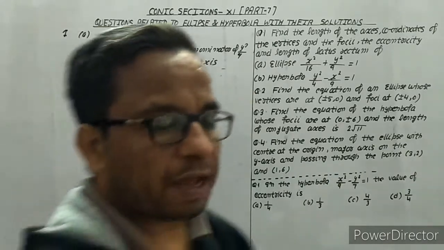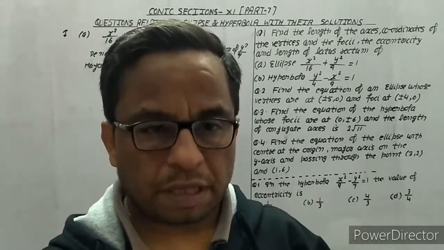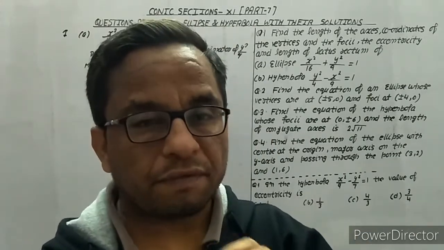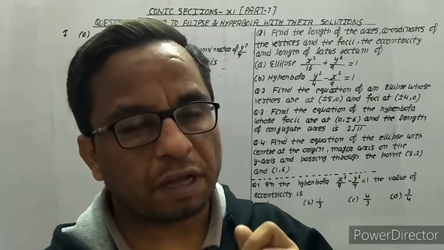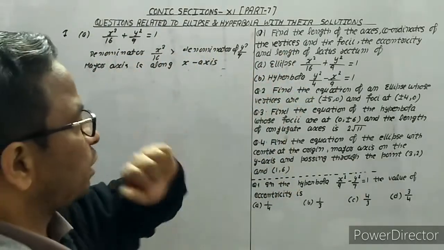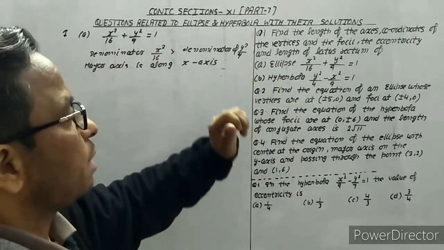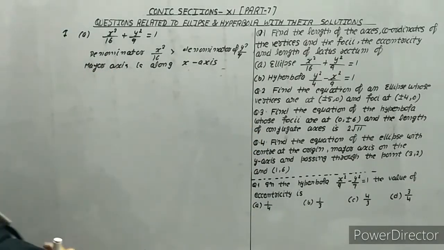Axis means if we have the ellipse, then we have to find out the length of major axis and minor axis. If we have the hyperbola, then we have to find out the length of transverse axis and the conjugate axis. Coordinates of the vertices and the foci, the eccentricity and length of latus rectum of part a is ellipse.